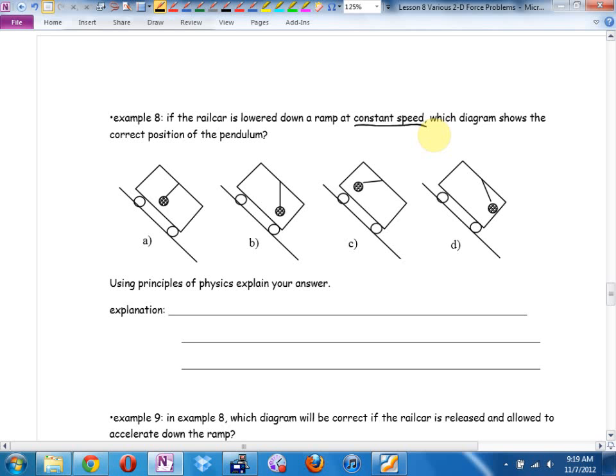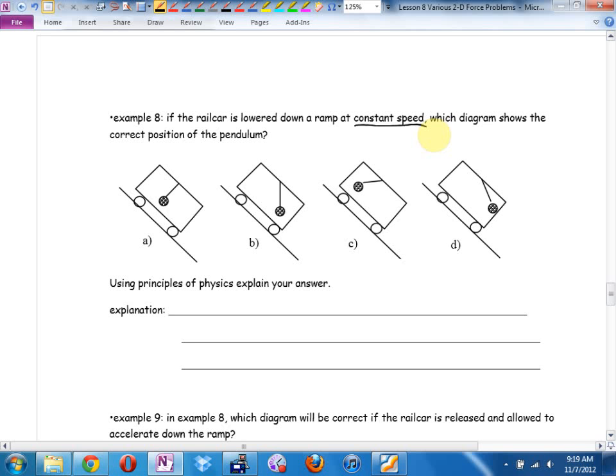And convince me. Okay, sure, let's vote. Who says A? Who says B? Who says C? Who says D? So it's split between A and B. How could we answer this? Constant speed, so your net acceleration is 0. What does that mean? Sebastian, what were you saying?